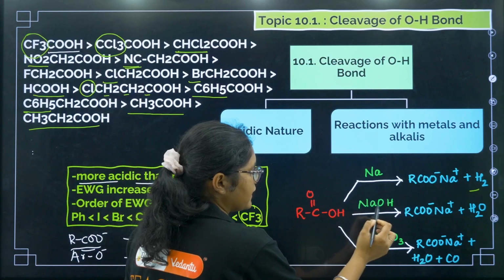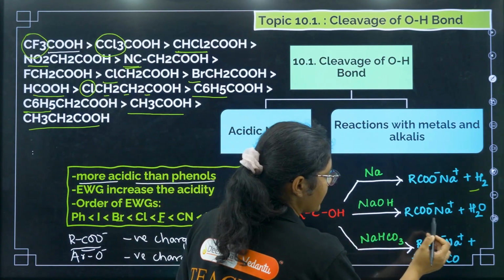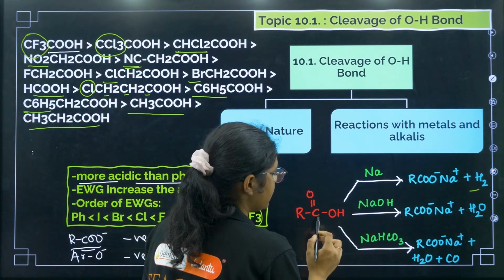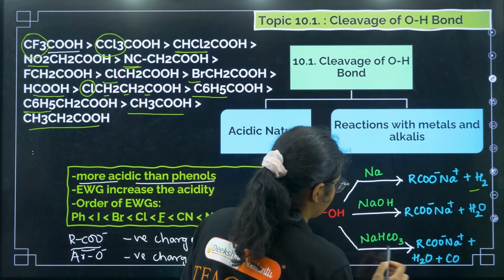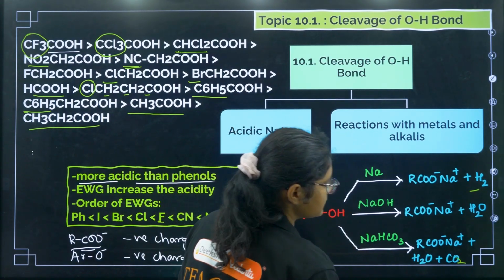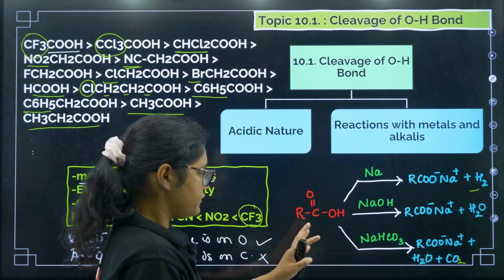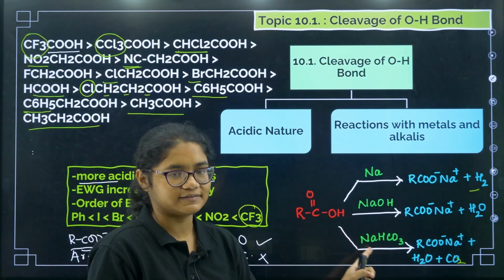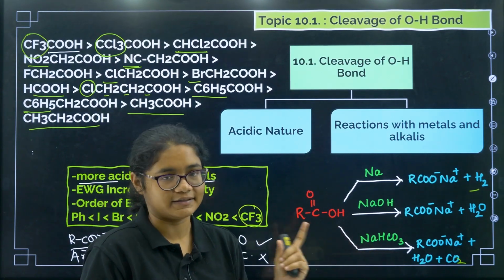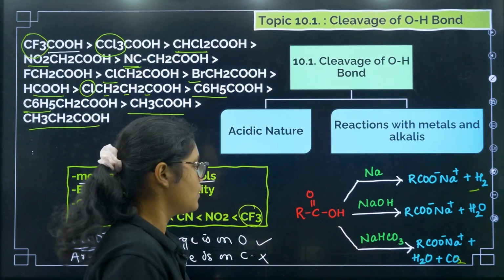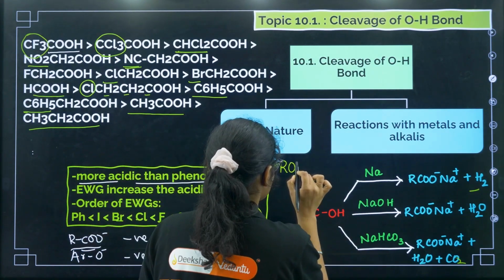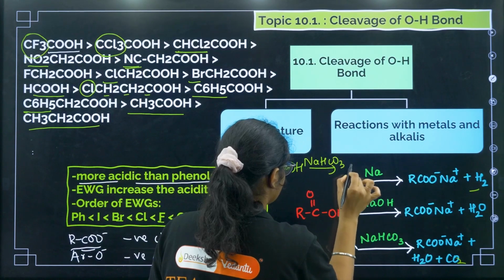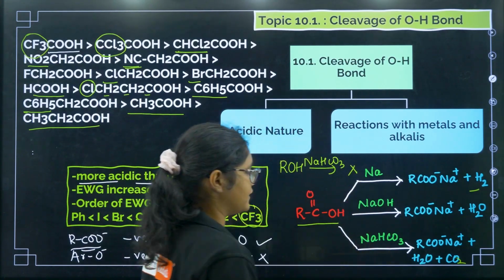Now, if it is reacting with NaOH, we will get RCOO minus Na plus, and then H2O. Then with NaHCO3, we will get RCOO minus Na plus, H2O, and CO2. So, if you see, phenols or alcohols do not react with NaHCO3, but acids can react with NaHCO3. That is the difference that you must remember. What I said, alcohols do not react with NaHCO3, no reaction, but carboxylic acids can react.